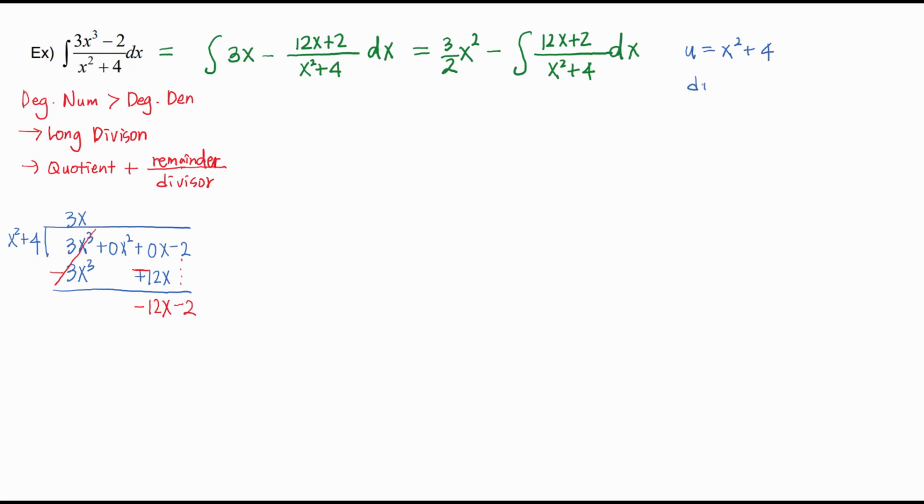Then my du is 2x dx. But I got 12x plus 2. Since I do not need that 2, I only need that 12x. Because 12x, I can make that as a 6 times 2x. So let's separate this again. Let's make this 3 over 2x squared minus integral of 12x. I'm going to make it 6 times 2x. That's a 12x over x squared plus 4 dx.